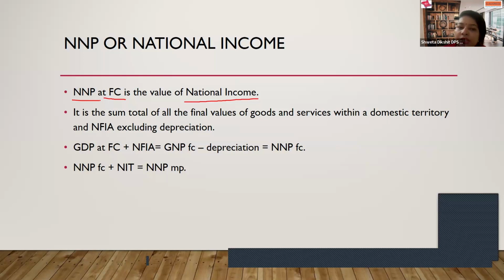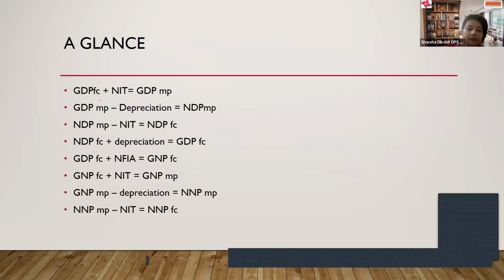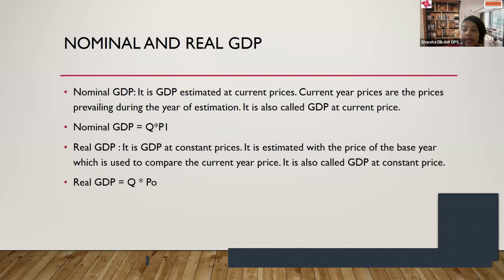If you're asked, you just close your eyes to understand that it is all about the NDP at FC. And if it is being asked about national income, just remember that it is about the NNP at FC. So these are the basic aggregates, 8 aggregates. Just take a quick screenshot and take a note of it, that these 8 aggregates are there which you are going to deal in.